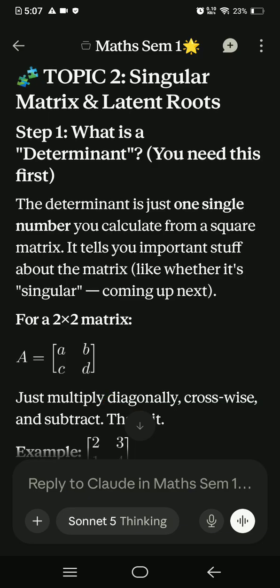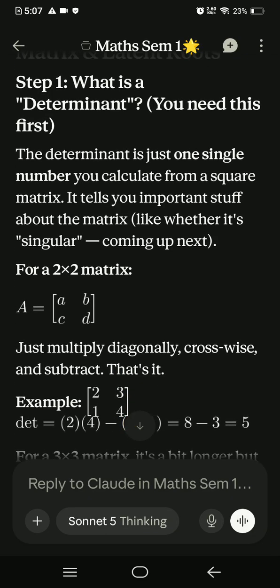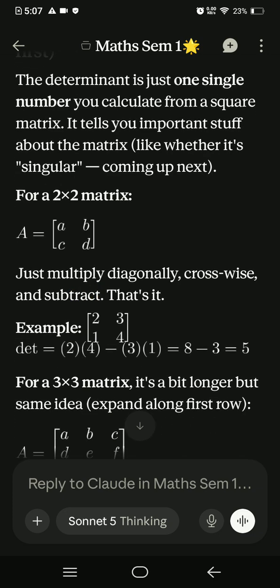Anyways, so step 1, what is a determinant? You need this first. I remember calculating determinant actually, but okay, I'll read it. The determinant is just one single number you calculate from a square matrix. It tells you important stuff about the matrix, like whether it's singular. Coming up next, I forgot what is a singular matrix.